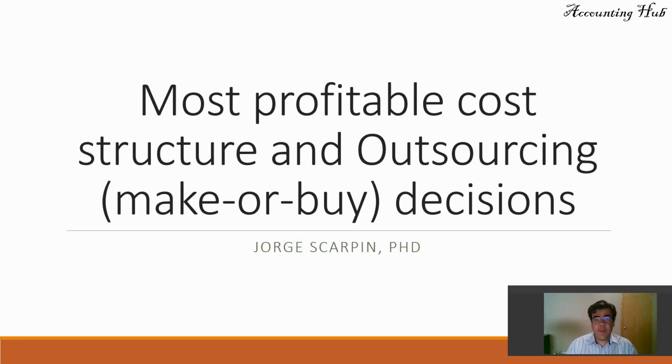First of all, why combine these two topics? If we go to almost all of our textbooks, they are in different chapters. Usually we study first the most profitable cost structure and then in the following chapter the outsourcing decisions or make or buy decisions. Why combine? Well, they are quite similar, and I guess they are almost the same. So it's quite easy to combine them.